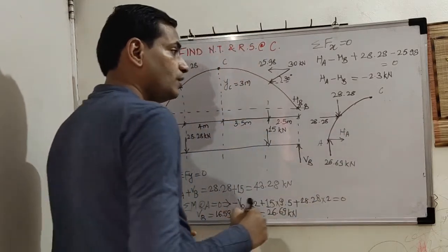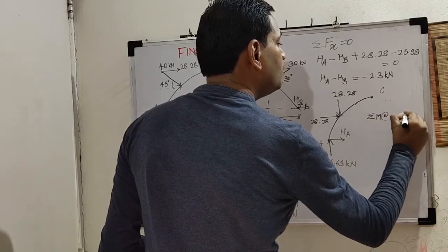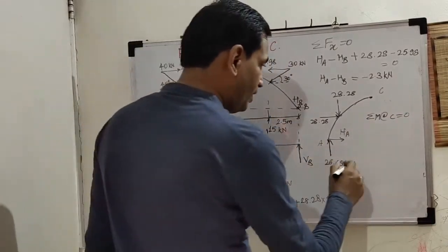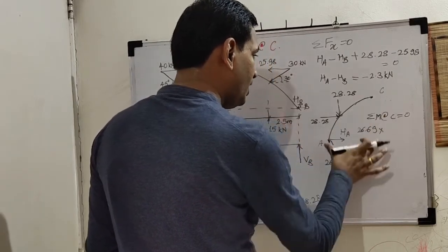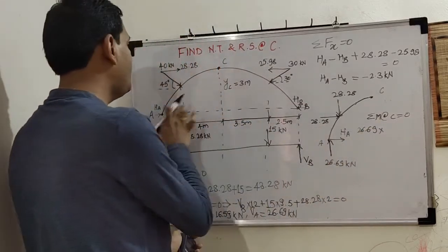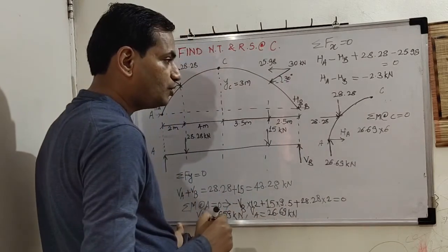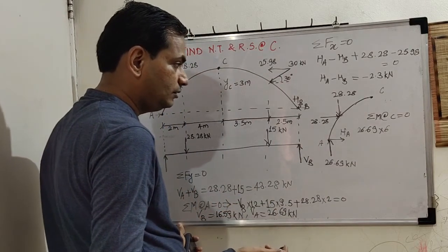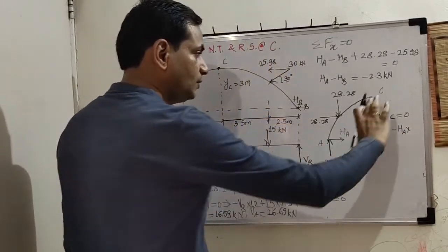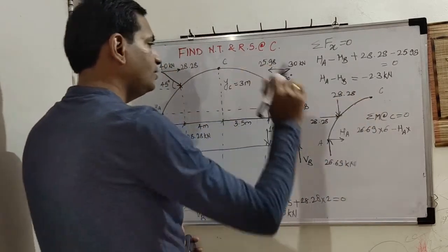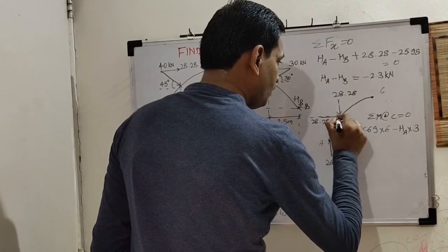Okay. So here summation of moment about C is equal to 0, about the crown. So 26.69 into how much is this distance? A to C horizontal distance. A to C 6. Okay. 26.69 into 6 minus HA into vertical distance between A and C, 3. Then, now carefully see.